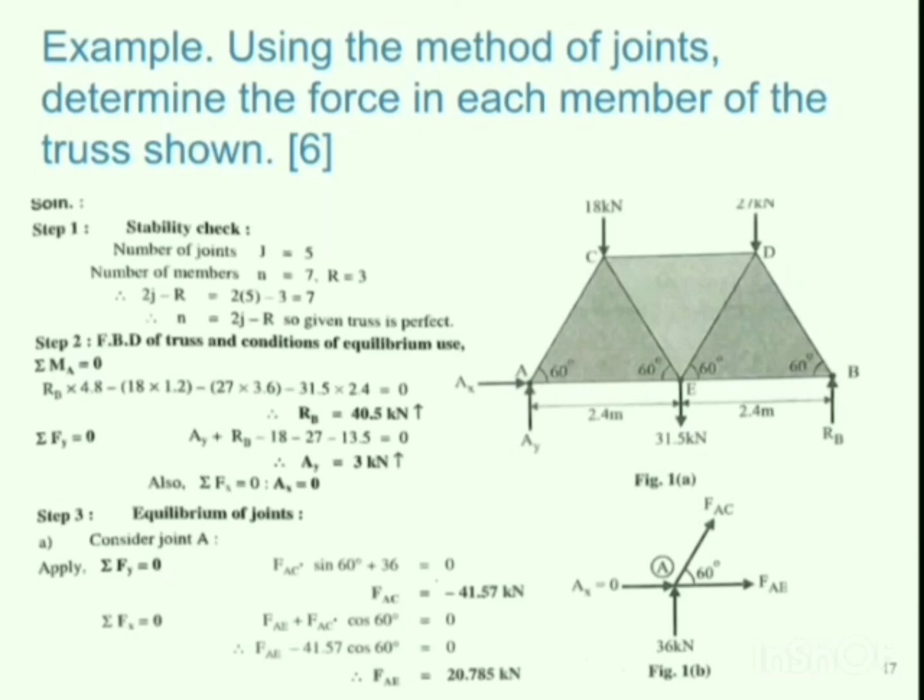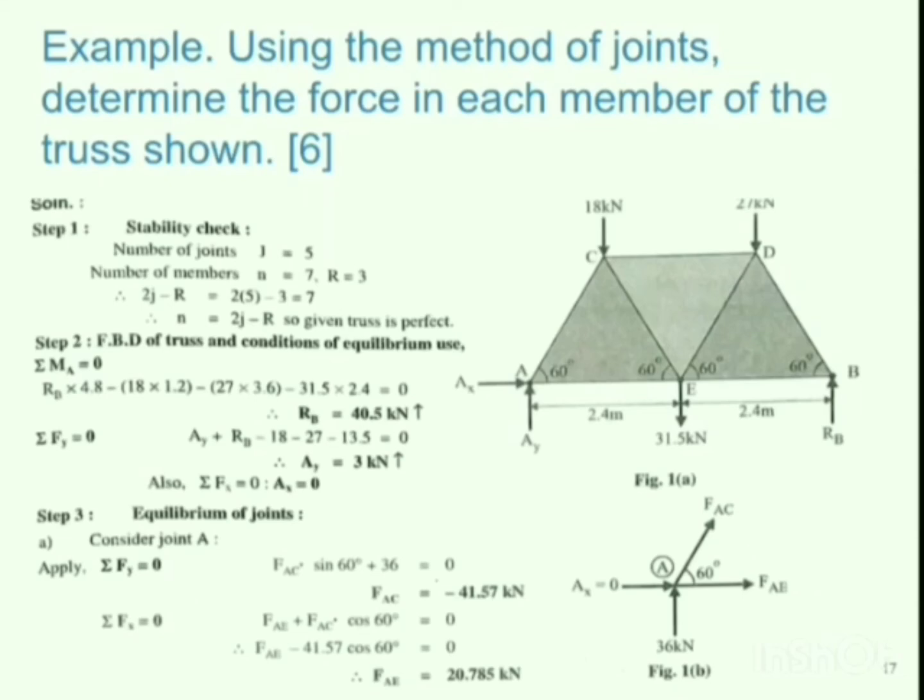Now focus on the equation of summation Fx. See what we have written: FAE plus FAC cos 60. Though we got the value of FAC negative in the first step itself, despite that, we should not change the direction of the forces in the FBD. And in the same way, we need to use the same components that we have shown in the FBD.